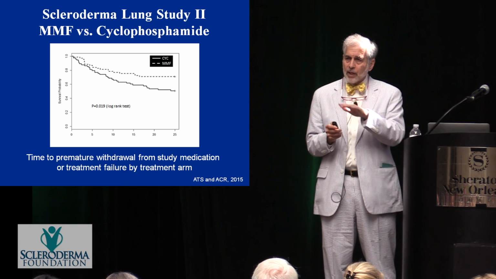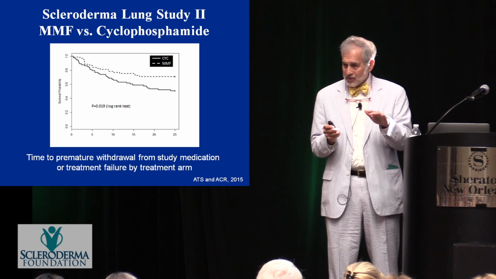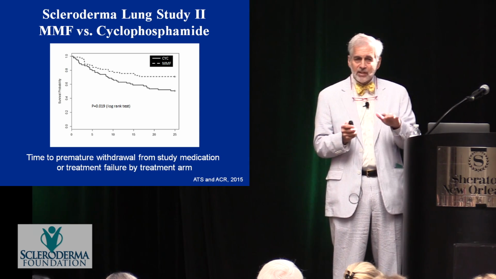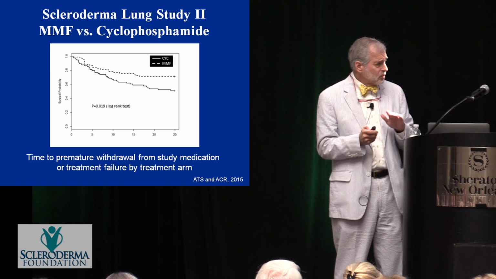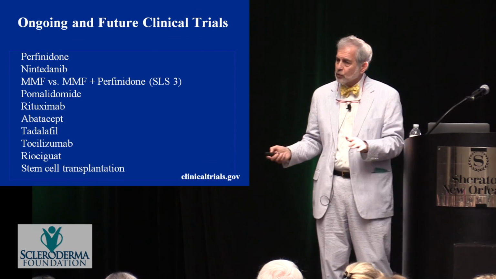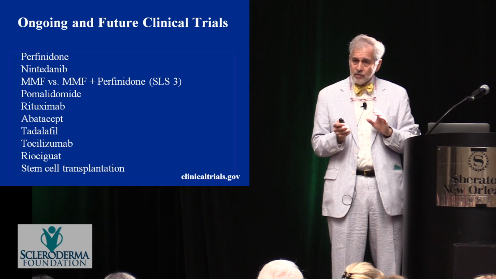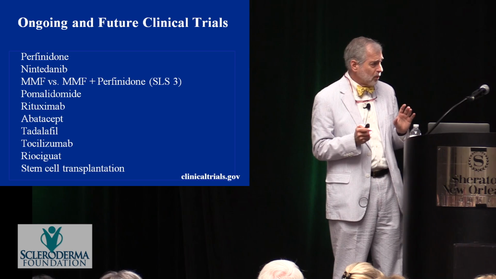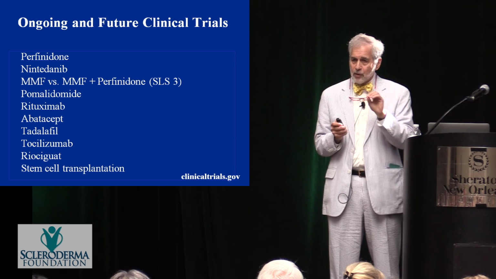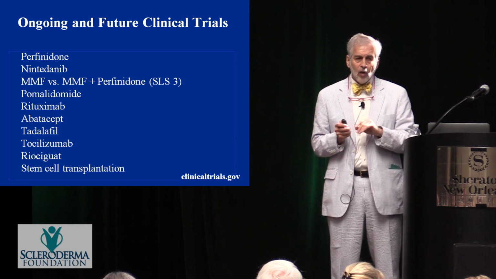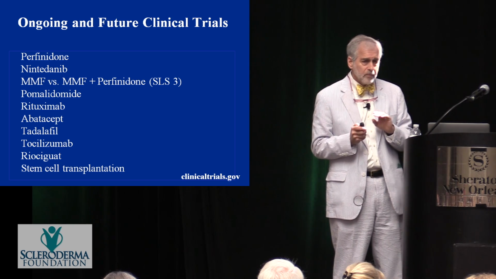Colleagues at UCLA and around the country are in the process of designing SLS3. We don't want to go out of business until we find a cure for this disease. So SLS3 is being designed, and you need to stay tuned for that. But there are a host of other drugs being used to treat this complication of scleroderma, interstitial lung disease, or pulmonary fibrosis. If you go to a website called clinicaltrials.gov and put in scleroderma lung, you'll find all the trials around the country and actually internationally that are being studied.